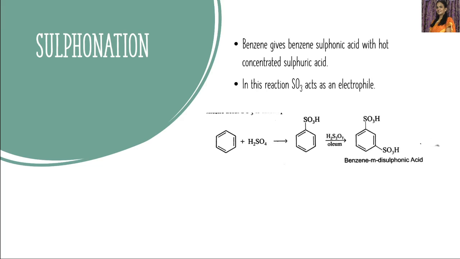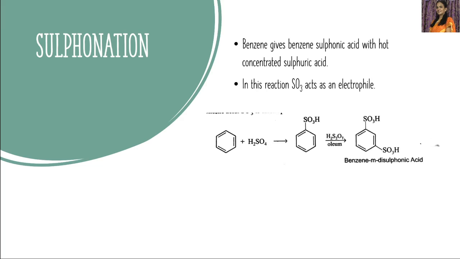So benzene gives benzene sulfonic acid with hot and concentrated sulfuric acid. And in this reaction, sulfur trioxide, SO3, acts as an electrophile. And we know that electrophiles may be positively charged or electron deficient molecules. Here SO3 is an electron deficient molecule. It acts as an electrophile in this sulfonation reaction.